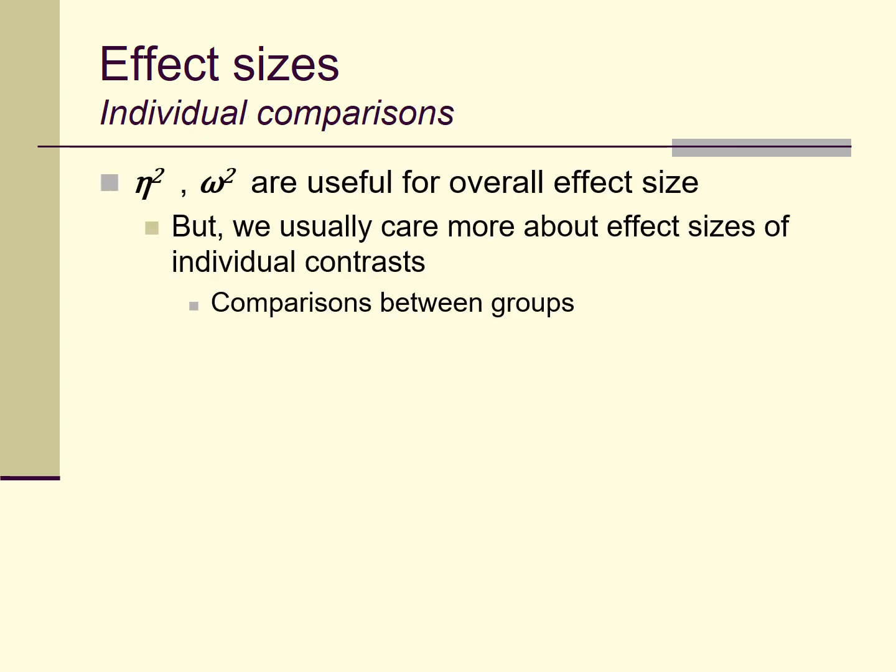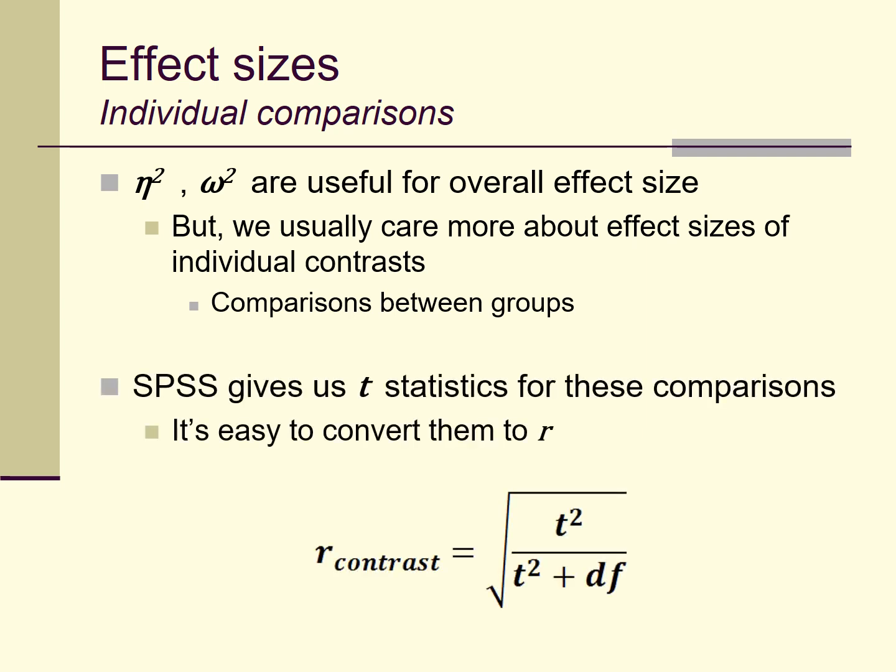Now, eta squared and omega squared are useful as estimates of the overall effect, but often, or even usually, we care more about the effect sizes of specific contrasts, often comparisons between particular groups. Like, what's the effect size of the comparison between the placebo group and the low dose group, or the placebo group and the average of the low and high dose groups, whatever our contrasts were. Here, we can use information that SPSS gives us to compute a correlation for the contrast, and it's actually not that hard at all.